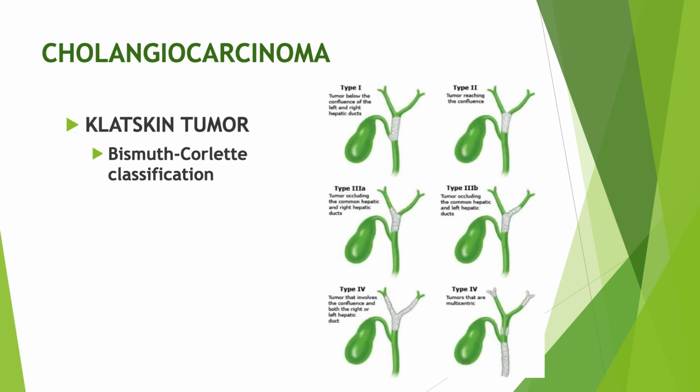This picture shows the Bismuth-Corlett classification of Klatskin tumor. So we have types 1 to 4. Type 1 is tumor below the confluence of the left and right hepatic ducts. Type 2, tumors reaching the confluence. Type 3A, tumor occluding the common hepatic and the right hepatic ducts. Type 3B are tumors occluding the common hepatic and the left hepatic ducts. Type 4, tumors that involve the confluence and both the right and left hepatic ducts. And type 4B are tumors which are multicentric.